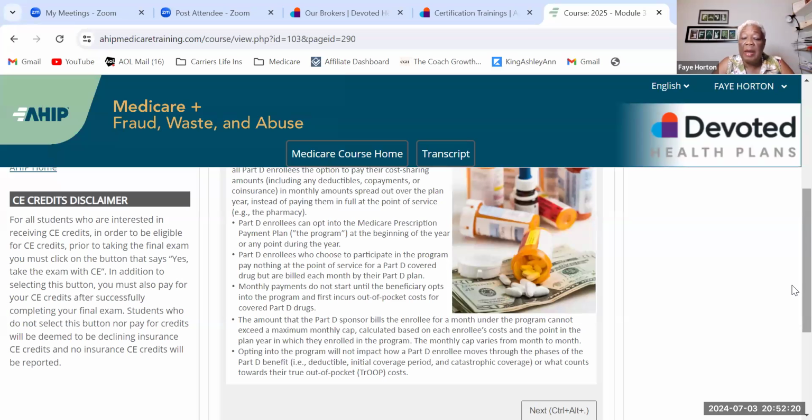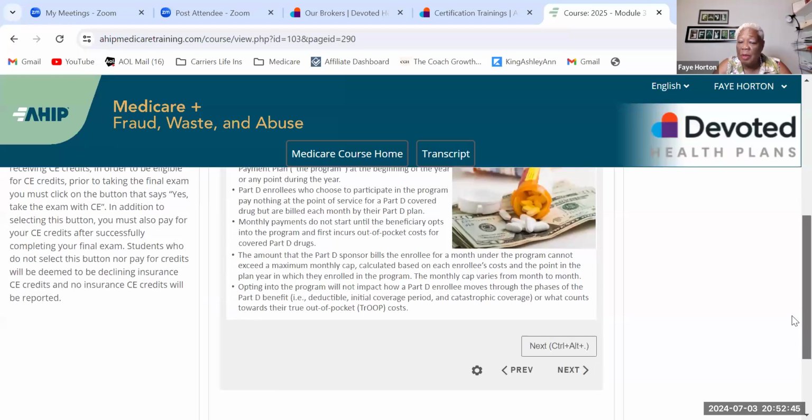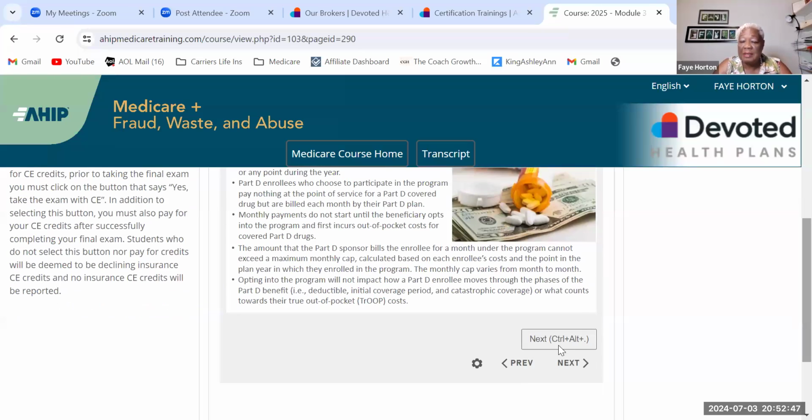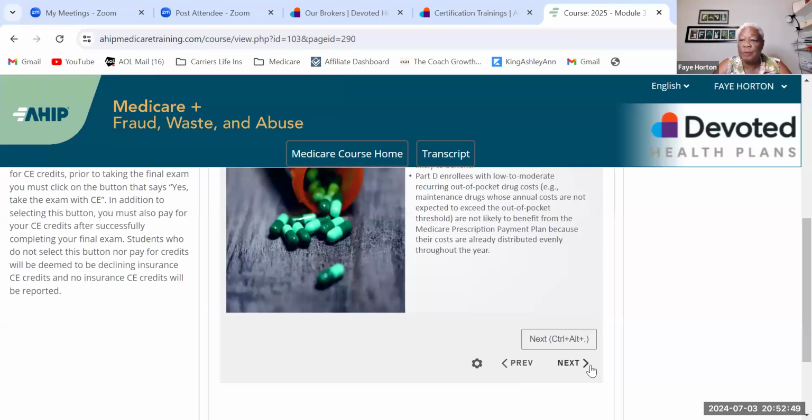Opting into the program will not impact how a Part D enrollee moves through the phases of the Part D benefit. They will still have the deductible, they'll still have the initial coverage period, catastrophic coverage, and what counts towards their out-of-pocket costs will still be the same, but they can pay that maximum on a monthly basis. That's brand new.